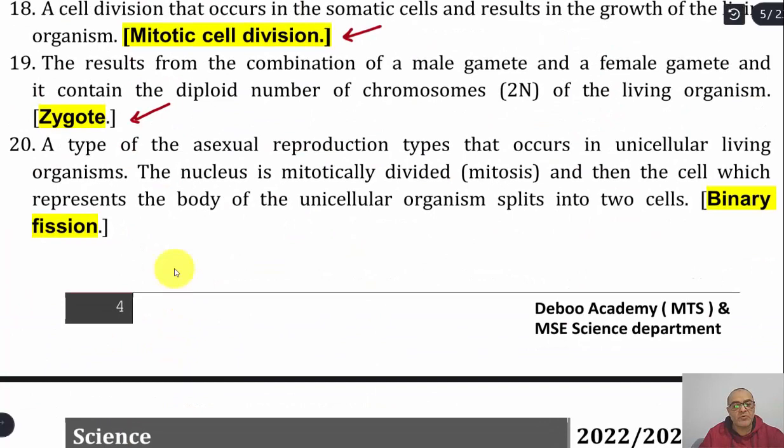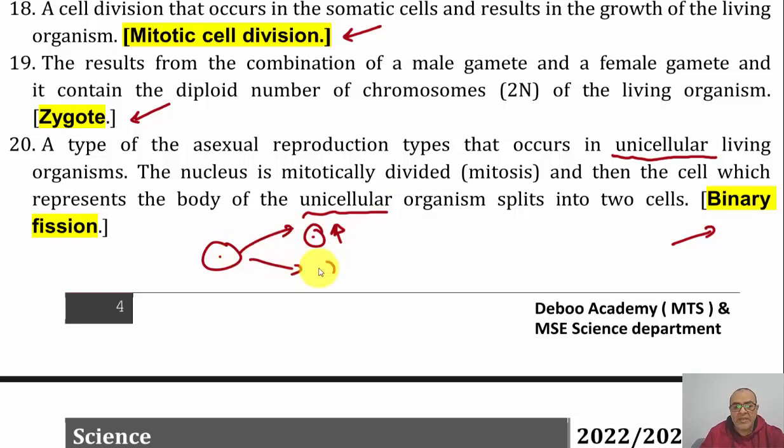Let's move to question number 20. A type of asexual reproduction that occurs in a unicellular living organism. The nucleus is mitotically divided, mitosis, and then the cell, which represents the body of a unicellular organism, divides. This means binary division, when the cell gives two identical cells by mitotic division.